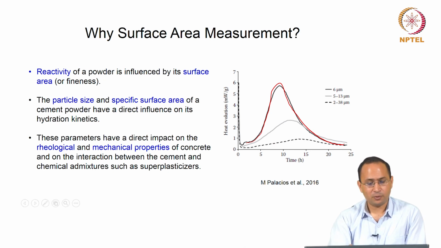These parameters influence the interaction between cement and chemical admixtures such as superplasticizers. We use these admixtures to modify the properties, early age properties in some cases, right, like rheological properties. So that interaction also is influenced by the size and surface area. Okay. So now it is clear that we need to measure the surface area of a powder, for example, in this case cement powder, right.